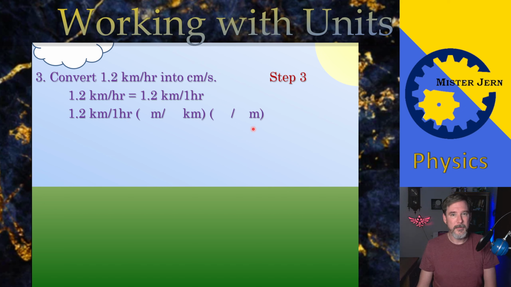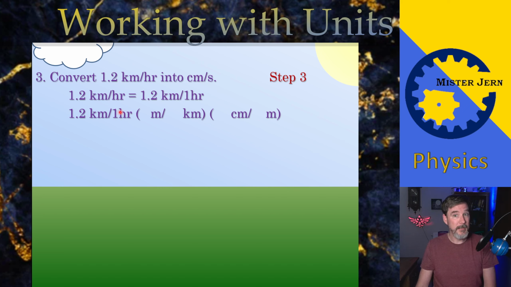I want centimeters. So I'm going to set up another little parenthesis here, and because meters is on the top, I'm going to put meters on the bottom. And I know I could go from meters to centimeters because I know there's 100 centimeters in a meter. Okay, centa means 100. Once this is all done, the kilometers will have canceled out, the meters will have canceled out, and I'll be left with centimeters on top. I'll still have hours on the bottom.